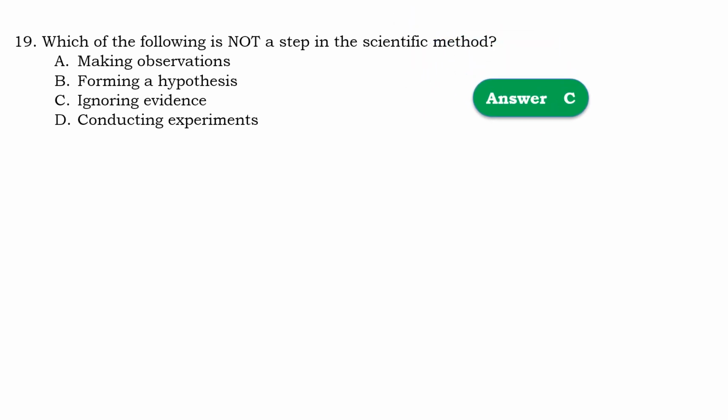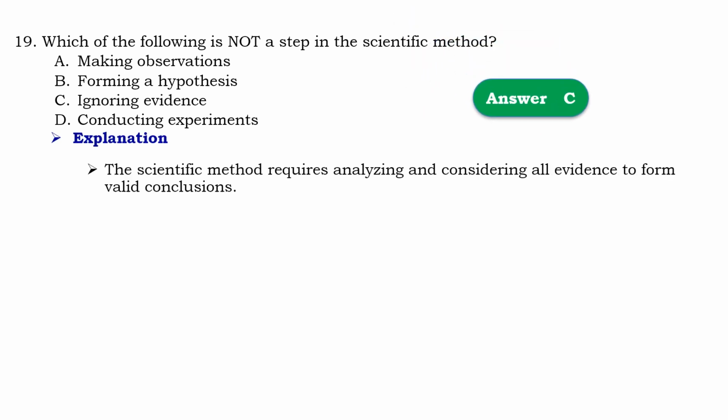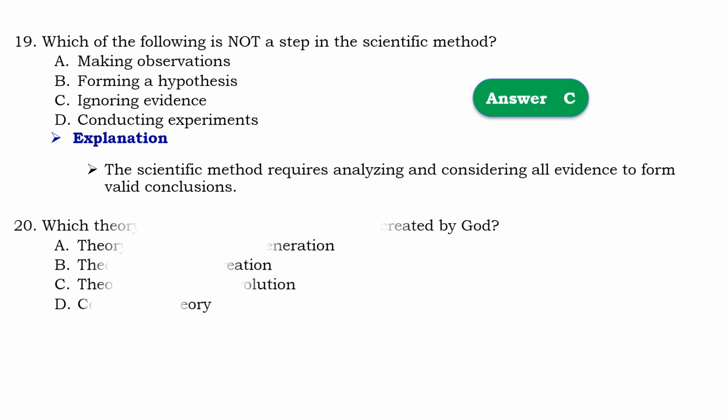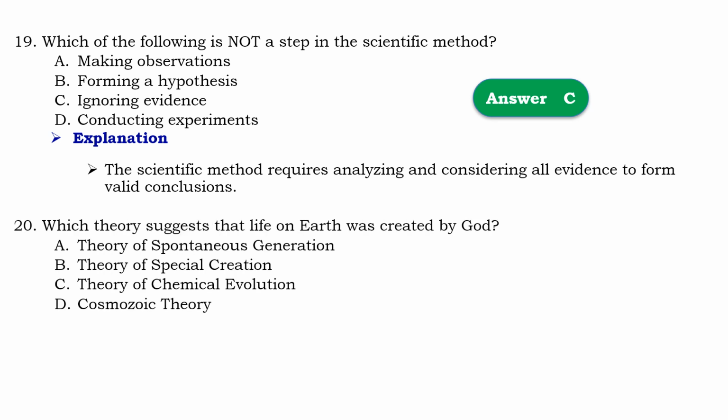So that should be C. Ignoring evidence. Means that scientific method requires analyzing and considering all evidence to form valid conclusions. Question number 20. Which theory suggests that life on the earth was created by God?